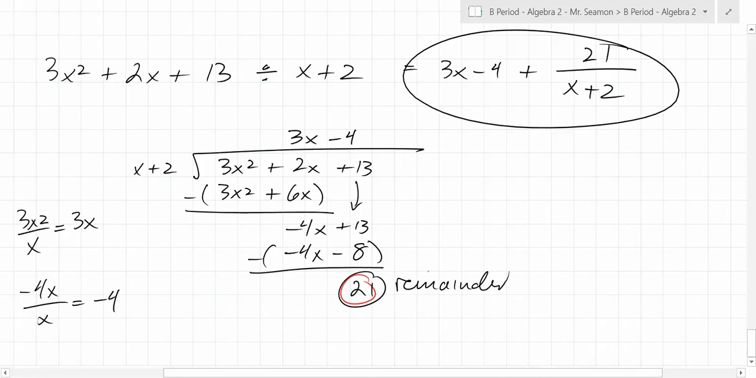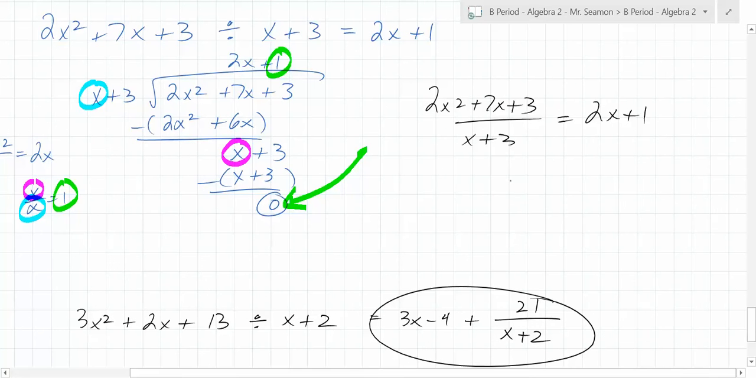13 minus negative 8. By far, the most common mistake on these is messing up subtraction, which is so sad because the rest of it theoretically should be the hard part. Just don't mess up the subtraction. Easiest thing to remember to do, see all these parentheses I'm putting in right here? Please put them in, because you're subtracting.